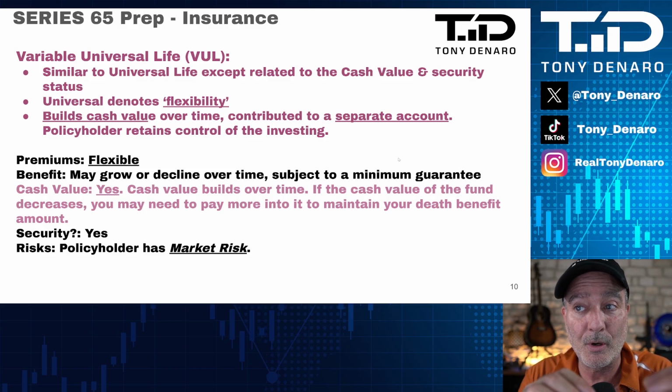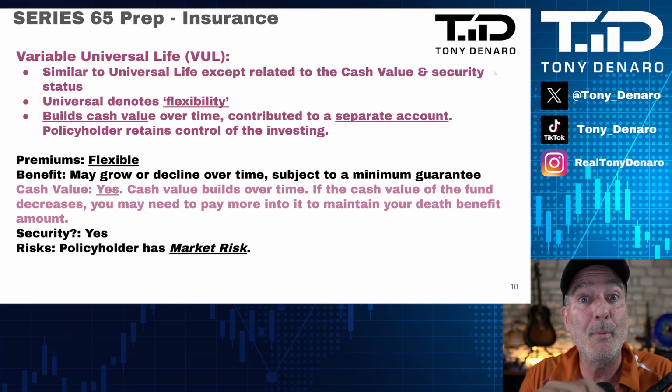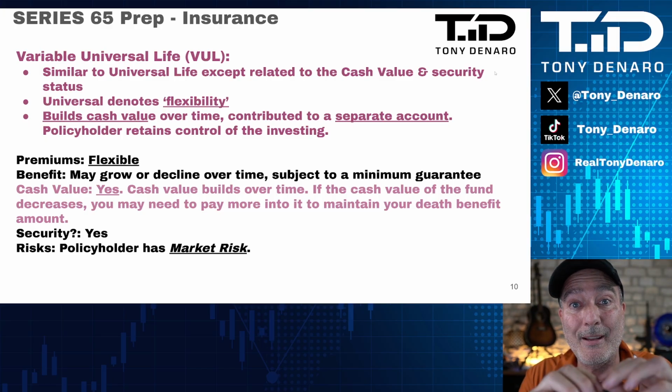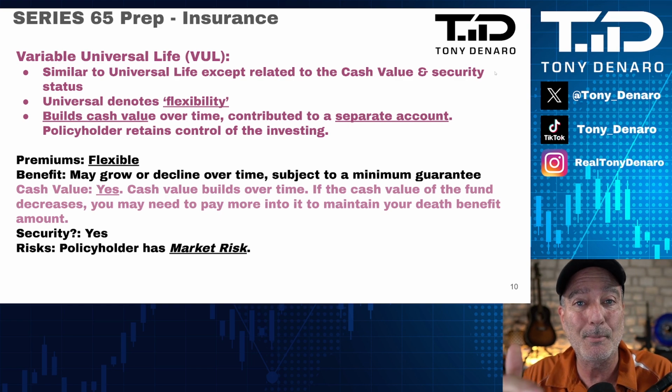And because we have the word universal in here, remember that is flexibility, so the premiums are flexible. Remember that term, whole life, and variable have fixed premiums, but when you step up to universal or variable universal, then you get flexible premiums.